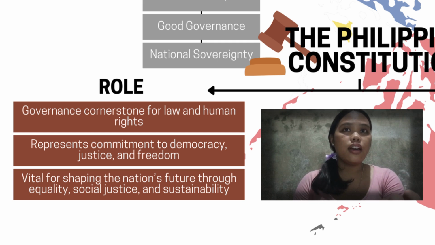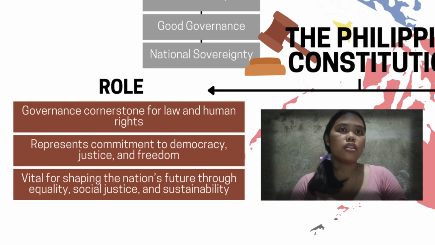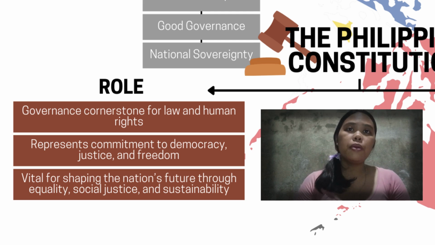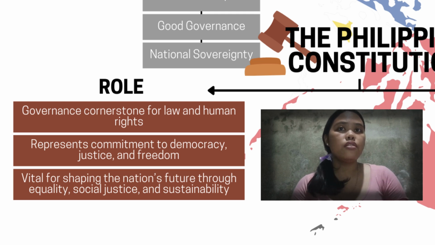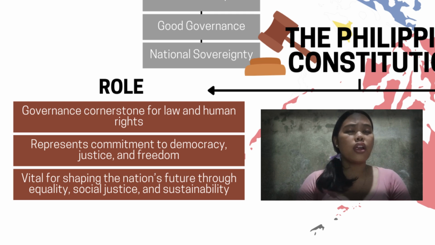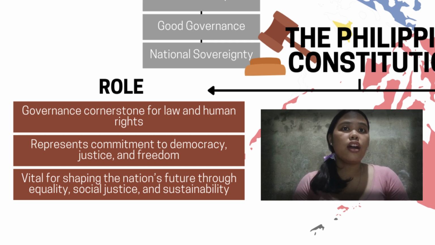So the second one is the historical evolution and commitment to democracy, justice, and freedom. The Philippine Constitution has undergone several changes throughout history to adapt to the evolving needs of the nation. Each version reflects the struggles and aspirations of the Filipino people, especially their desire for democratic governance and fair representation. The Constitution embodies the hard-won freedoms fought by generations, symbolizing resilience against oppression. So this ongoing evolution highlights the people's commitment to achieving justice and protecting individual rights for future generations.